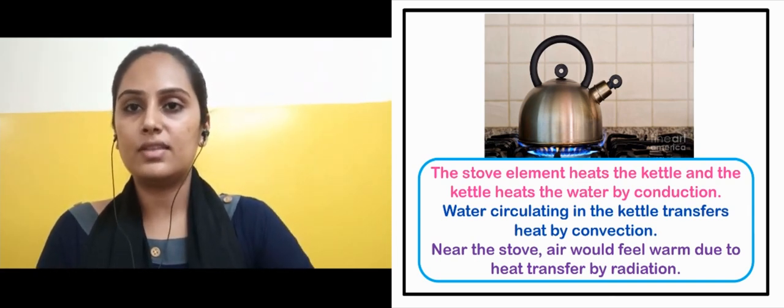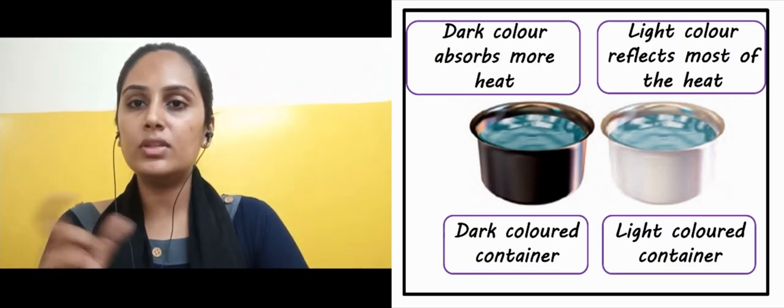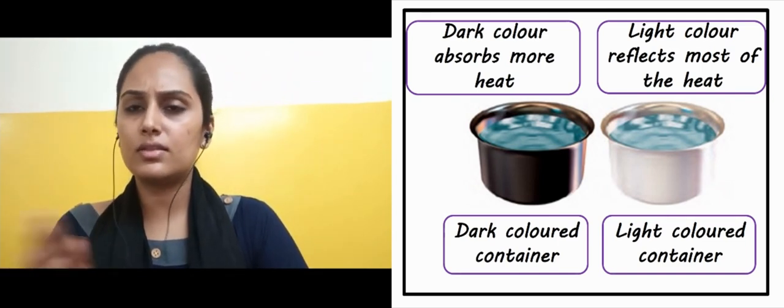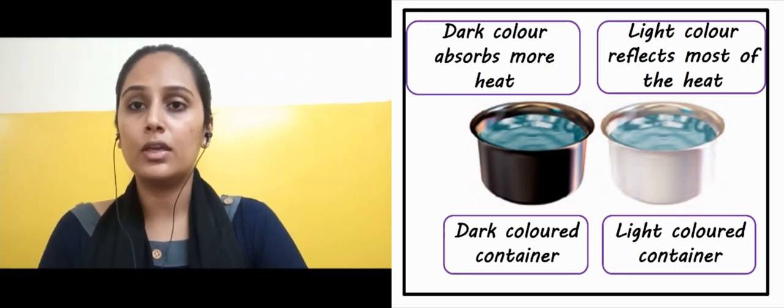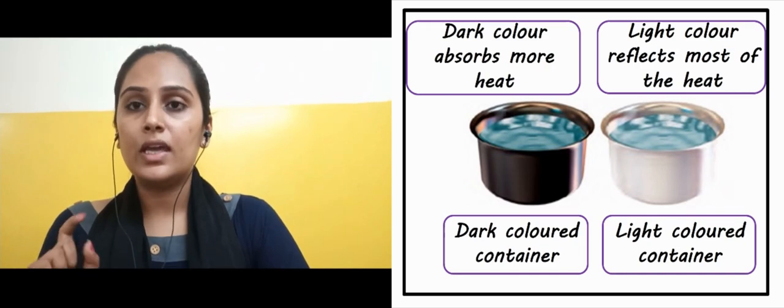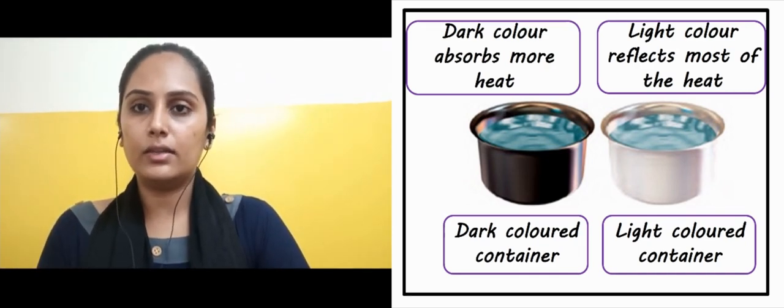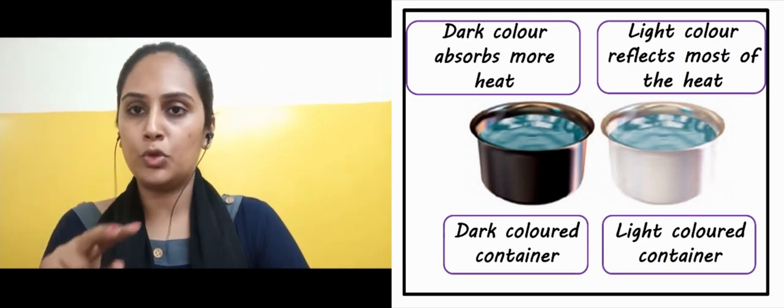Now we'll see one example. There are two containers. One is a dark colored container and one is a light colored container. And if we keep both the containers in sunlight for half an hour, after half an hour, what you will see, dark colored container, there is water in both the containers.